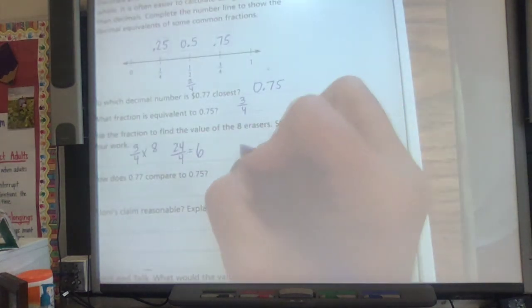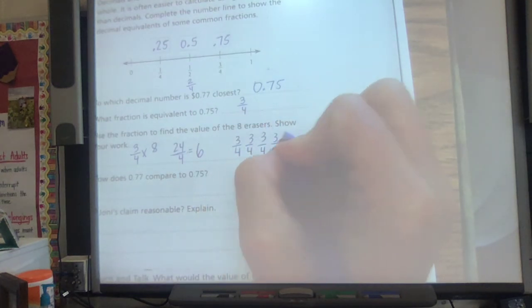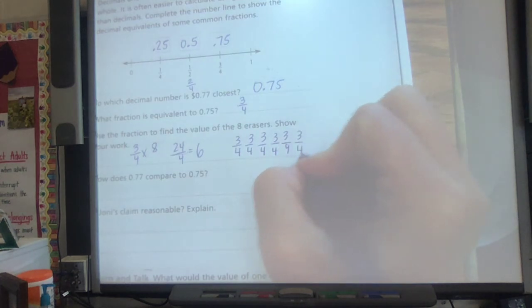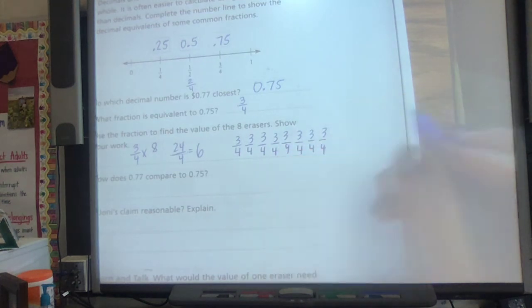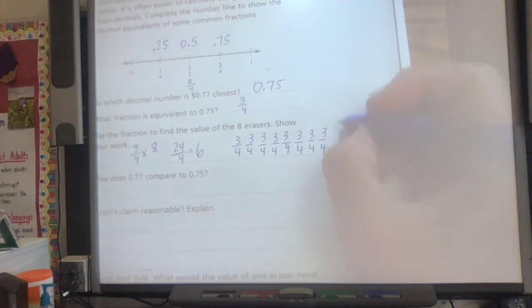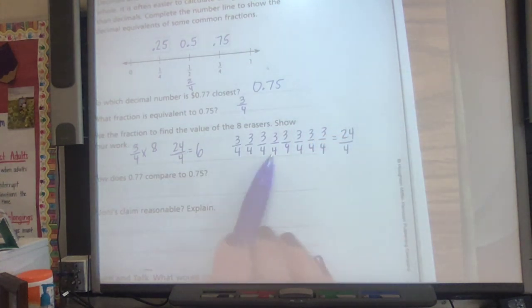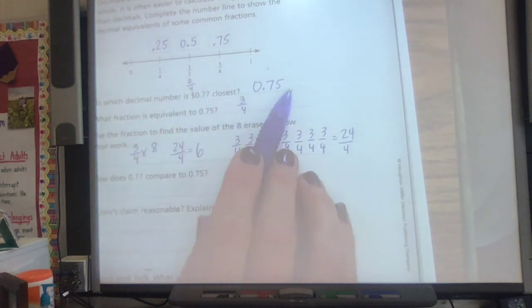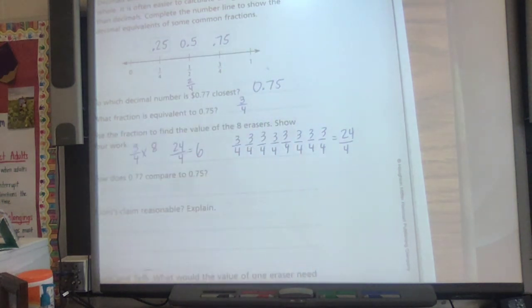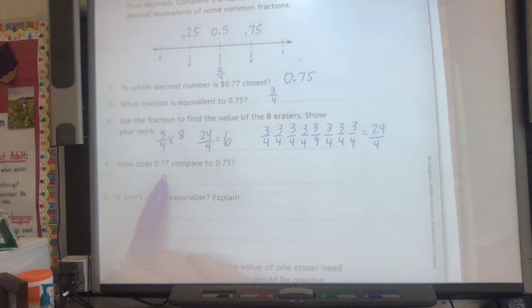Now, just to show you the long way, 3/4, 2, 3, 4, 5, 6, 7, 8. I have 3, 6, 9, 12, 15, 18, 21, 24/4. And I'm not adding up these fourths, saying 4, 8, 12, 16, because that's what my fraction is. They're fourths. So I can't take them away because I'm saying how many fourths do I have. So we had 24/4.